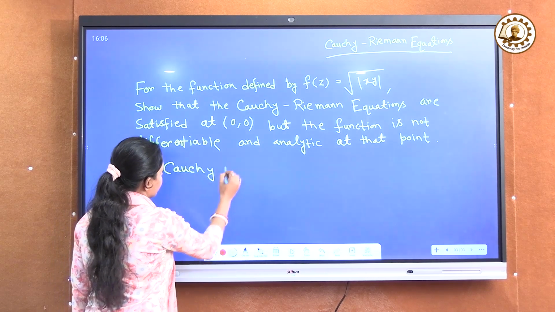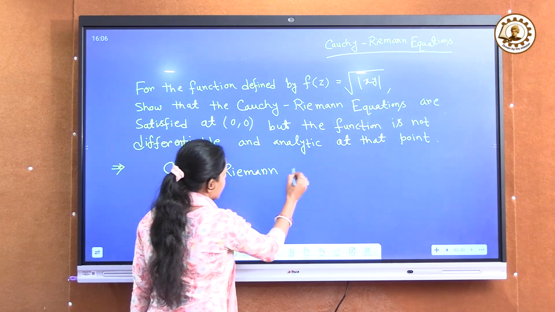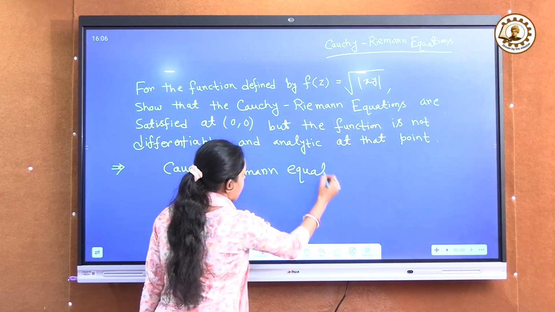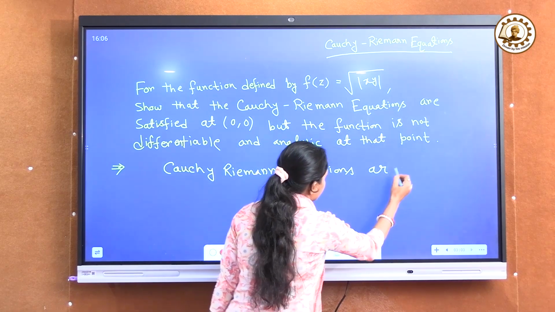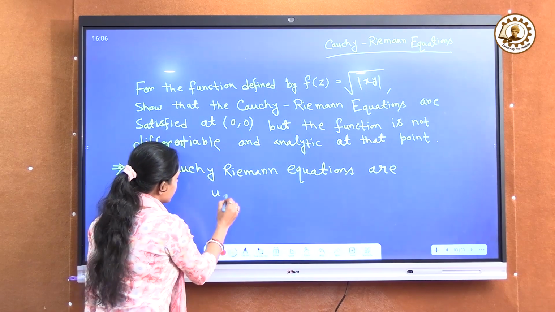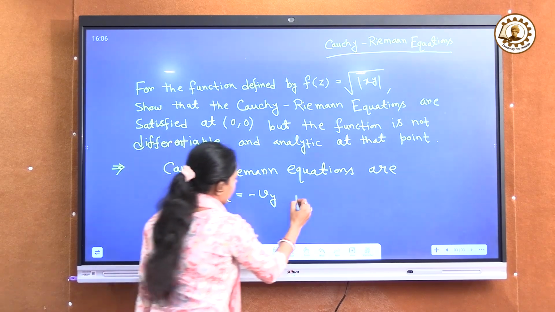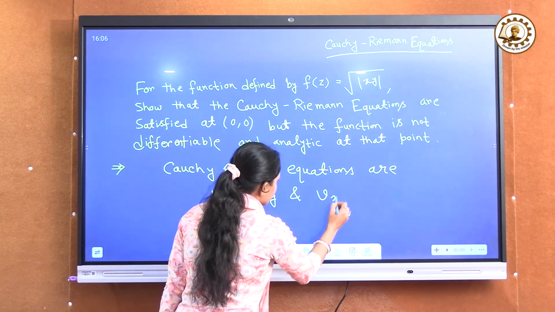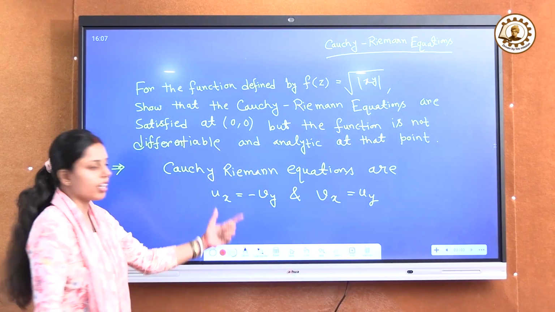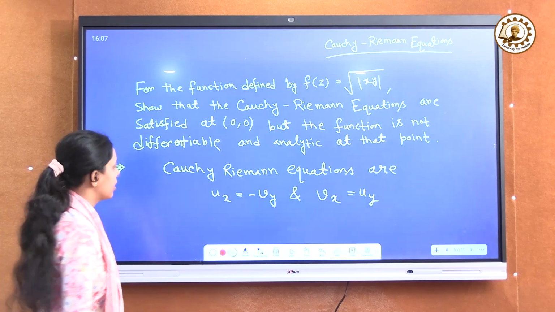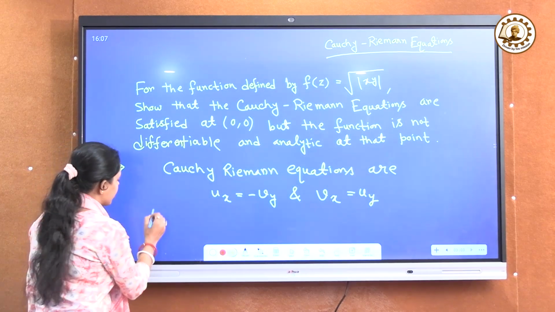The Cauchy Riemann equations are ux equal to minus vy and vx equal to uy. What are ux, vy, vx and uy? These are called partial derivatives.